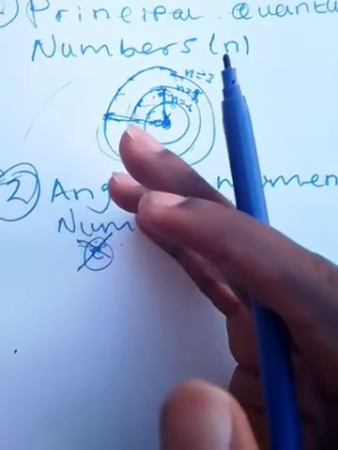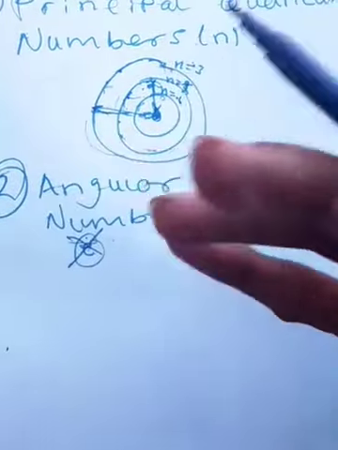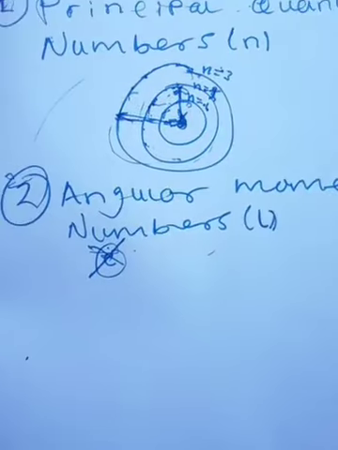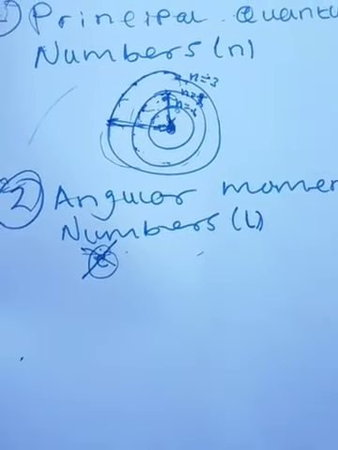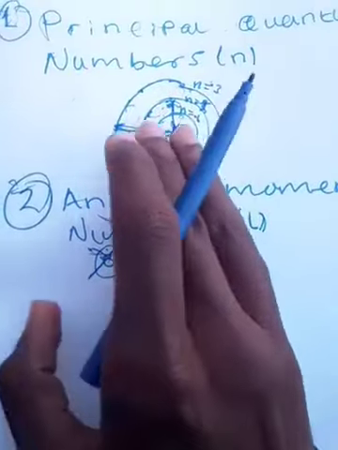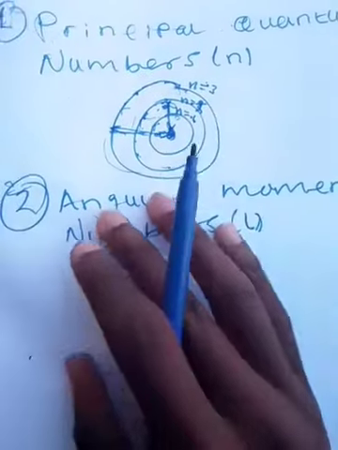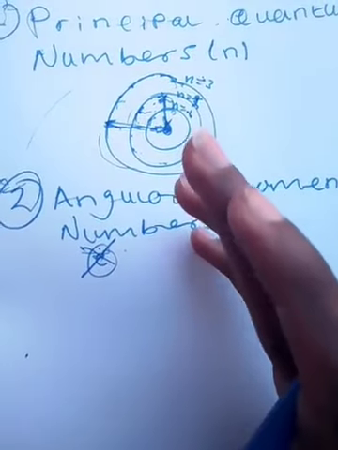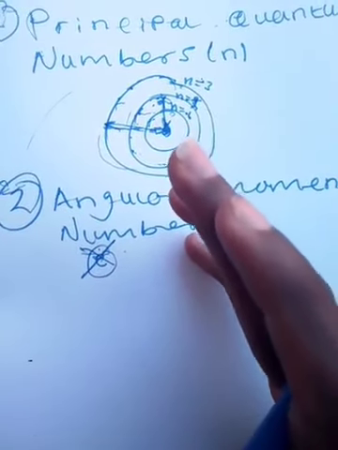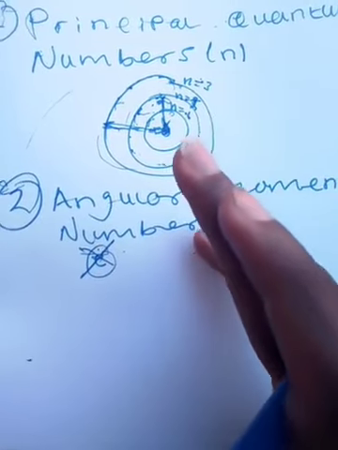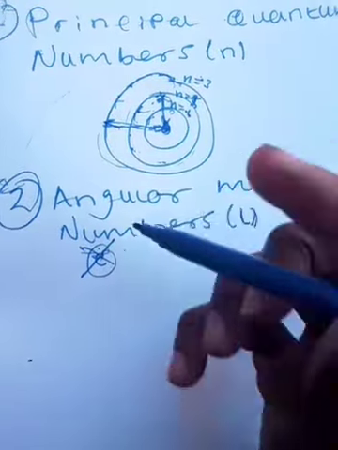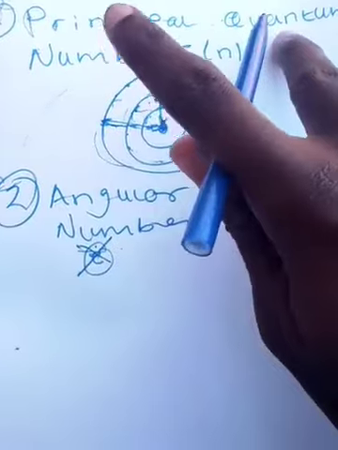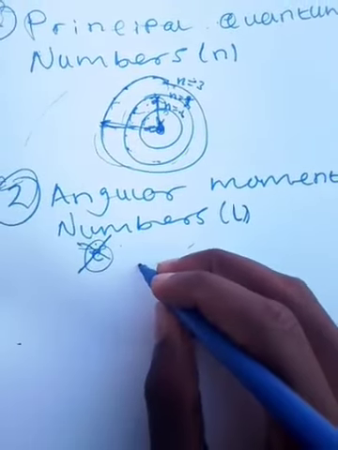These angular numbers, in some books, they tell you that they represent something like the shape, right? But the general description for these, I would say, is that they just describe the subshells, and they also depend on the principal quantum number. So let's say you have the principal quantum number of n.